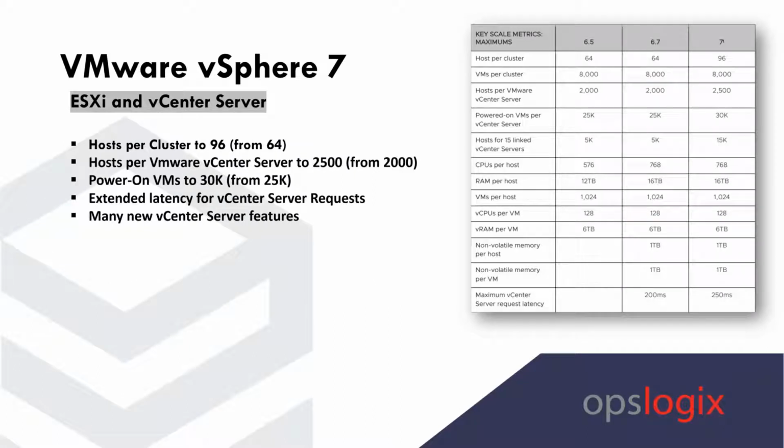In addition to the Kubernetes support, we also see some improvements in the hypervisor and vCenter. We can see that the hosts per cluster have increased to 96, previously 64. The hosts per vCenter server increased from 2,000 to 2,500 hosts. We got more powered-on VM support, from 25,000 to 30,000, as well as extended latency for vCenter server requests. We also saw many updates to the functionality within vCenter server that are worth bringing up.